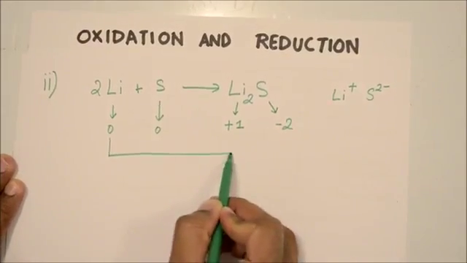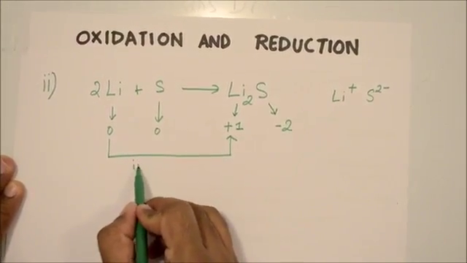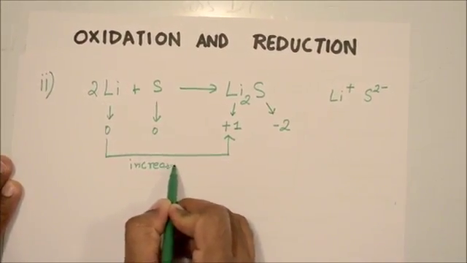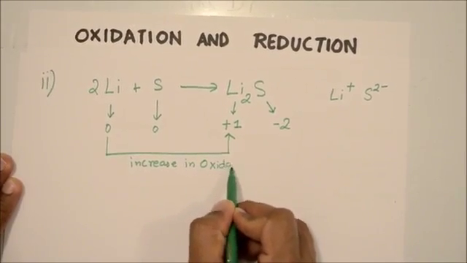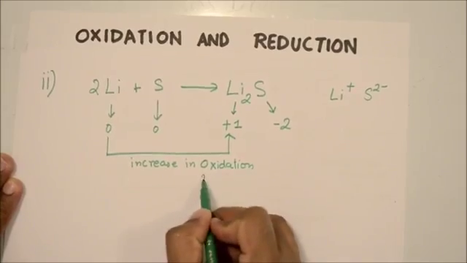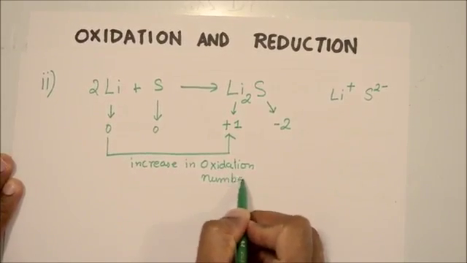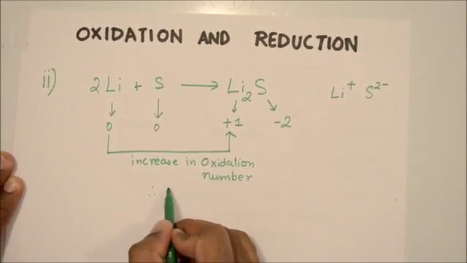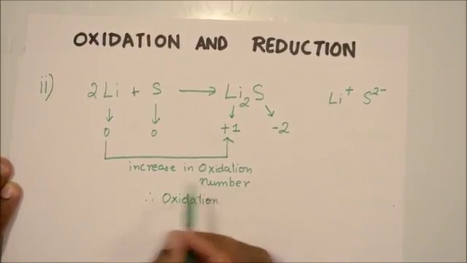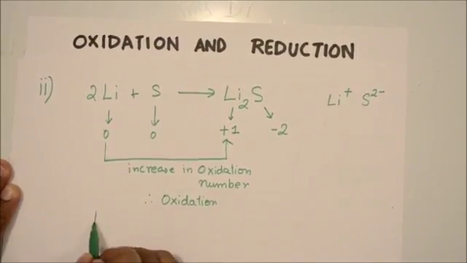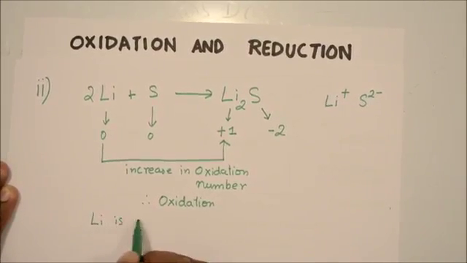So what is the change? Lithium is facing a +1 change, so there is an increase in the oxidation number. As the definition goes, whenever there is an increase in the oxidation number, it is an oxidation reaction. Therefore, lithium is undergoing oxidation. That indicates lithium is oxidized.